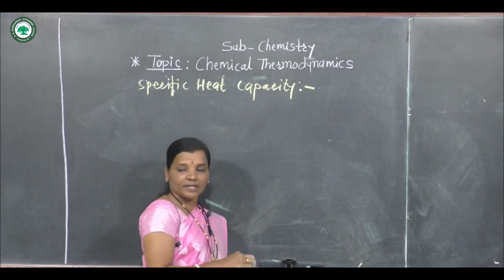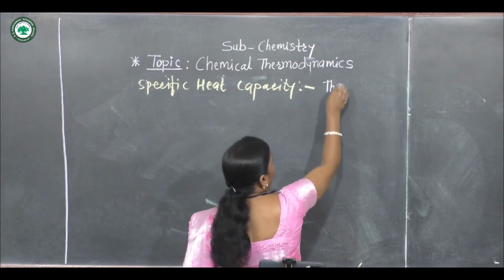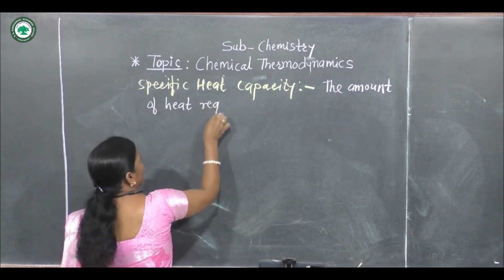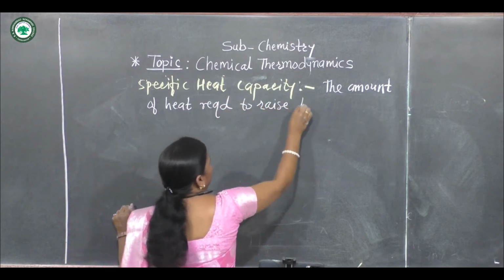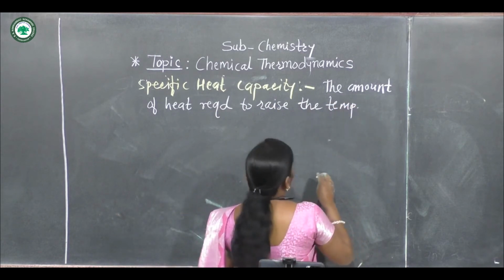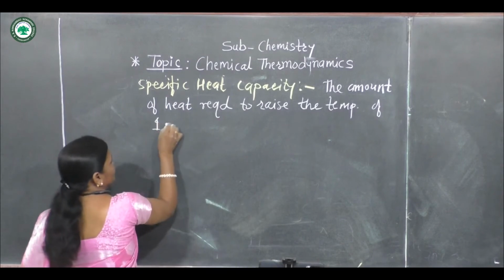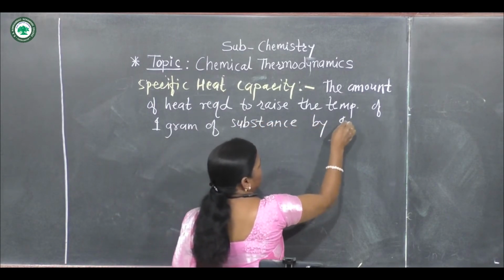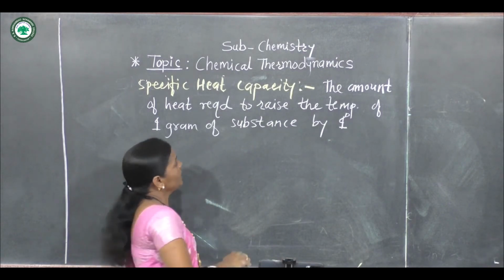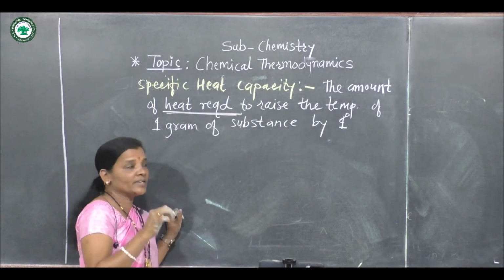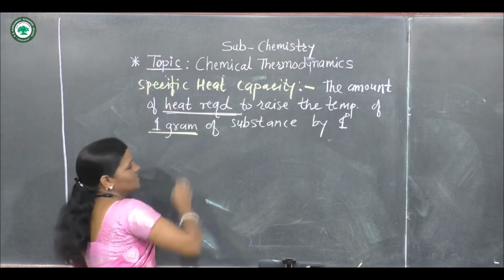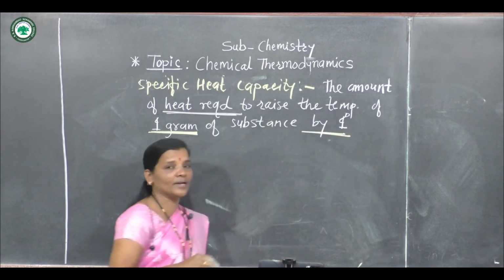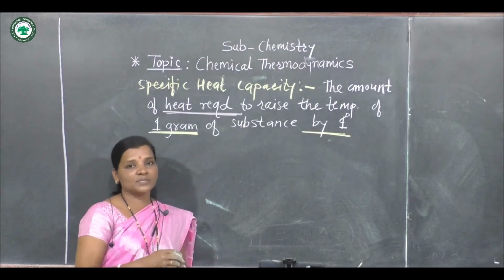It is the amount of heat required to raise the temperature of 1 gram of substance by 1 degree. Here also we have to find out heat required, but now the amount of substance is given. We have to find out the heat required to raise the temperature of 1 gram of substance by 1 degree.